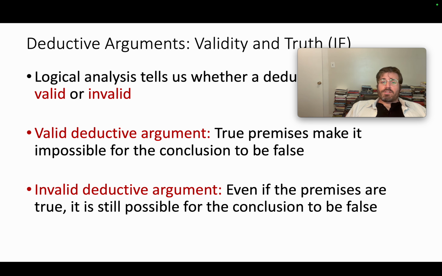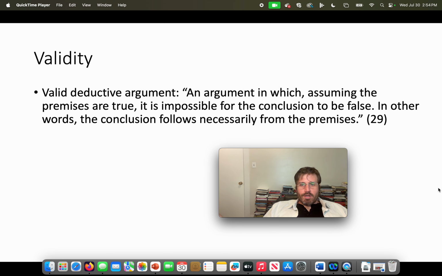All right, so here is our full-blown technical definition from our textbook of validity. A valid deductive argument, and this is on page 29, is an argument in which, assuming the premises are true, it is impossible for the conclusion to be false. In other words, the conclusion follows necessarily from the premises.